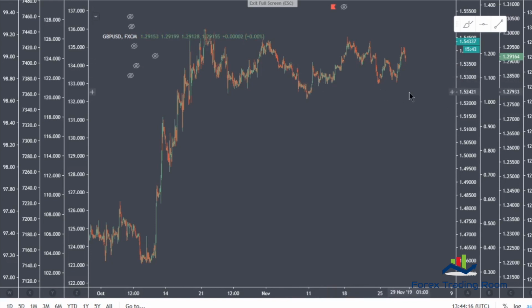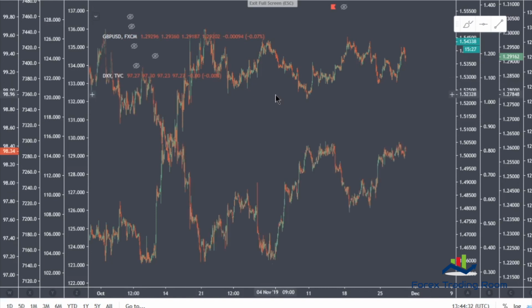Once we've indicated the trade we're going to be trading, we then look at the index or the currency we're trading against. So in this case we're trading sterling against the dollar. So we like to put the Dixie, the dollar index chart, up to see in relation to the pound dollar where we're looking for long-term trading.